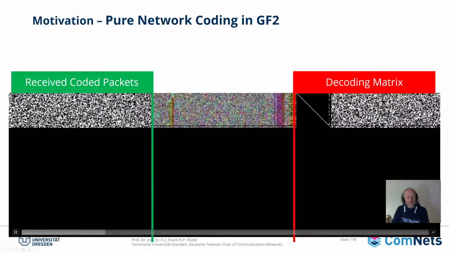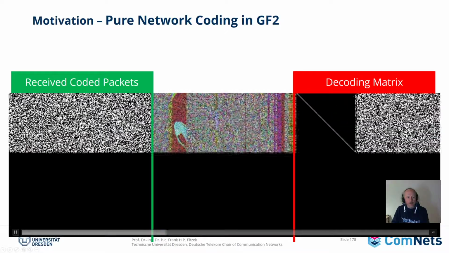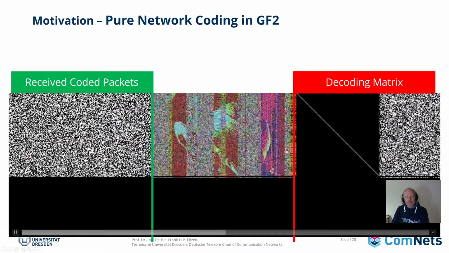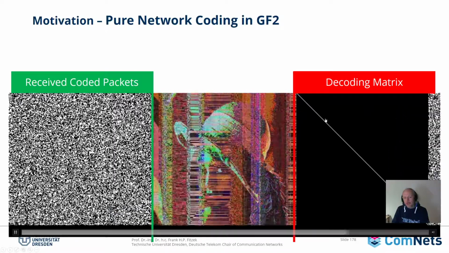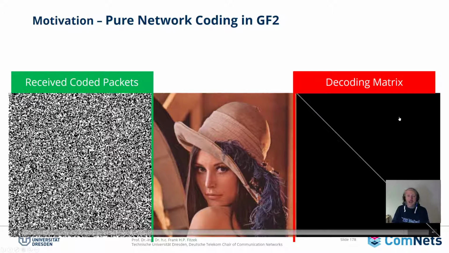So here you receive coded packets. They look like white noise. Here we try to decode this online, and here you see the decoding matrix. White means ones and the black are the zeros, and if you have enough, it's LENA. But you saw already before that there was already something.